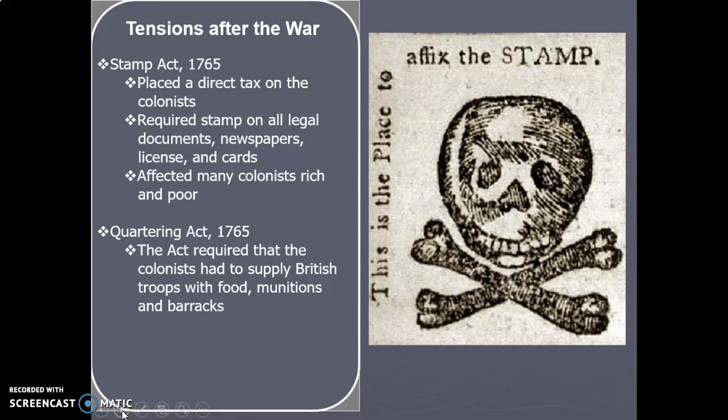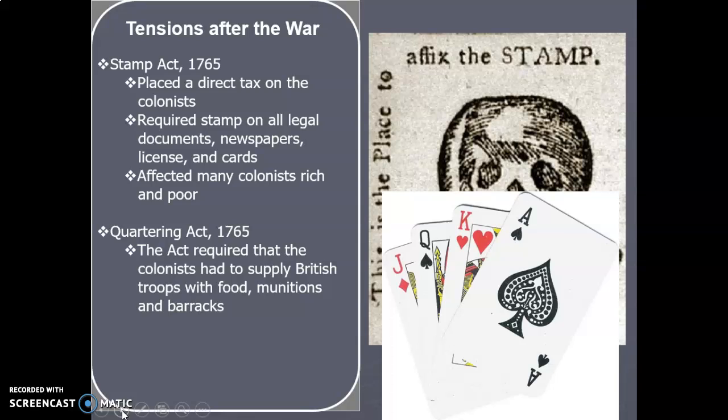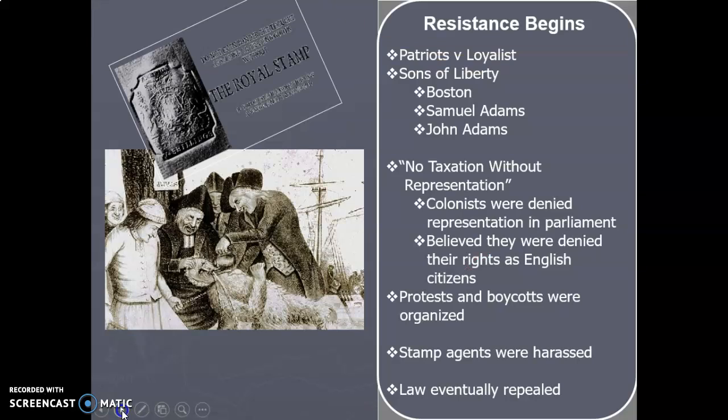food, and munitions, and you had to take care of their clothes and all that good stuff. So, joy to that. That's why you have the Third Amendment, the Quartering Amendment, that we have today in our Constitution. So, the resistance begins with the Stamp Act, as you see, Patriots versus Loyalists.